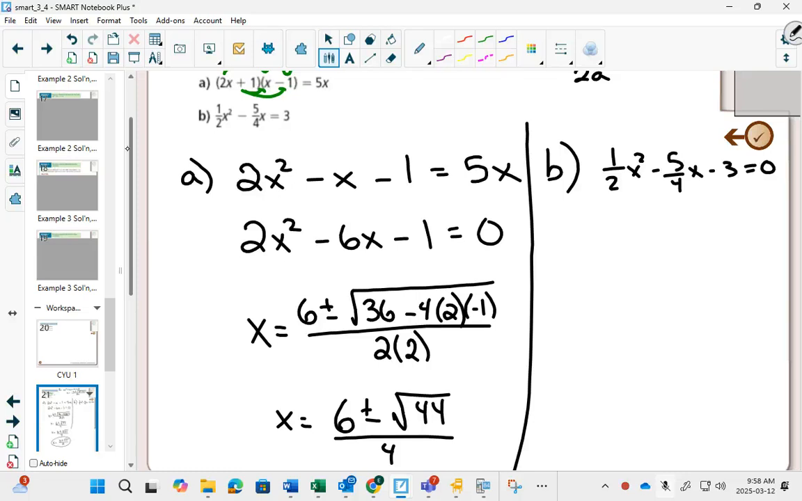Can you see a number I could multiply by to get rid of one fraction? What could I multiply to get rid of the half? I could multiply by 2. What could I get rid of to get rid of the 4? I could multiply by 4. Is there a number that you could multiply by that would get rid of both of them?